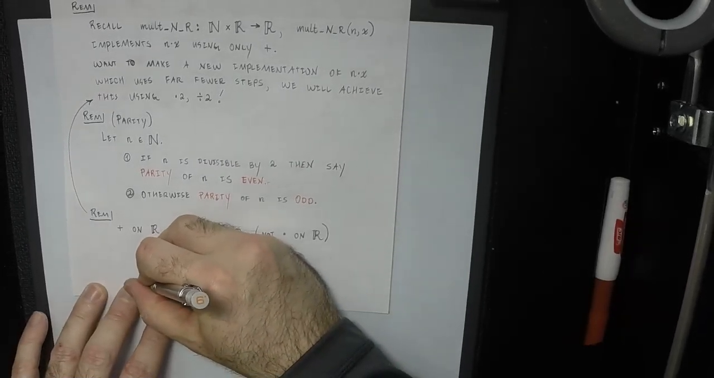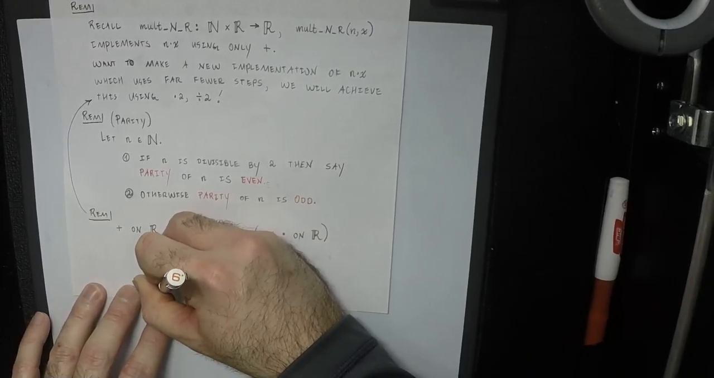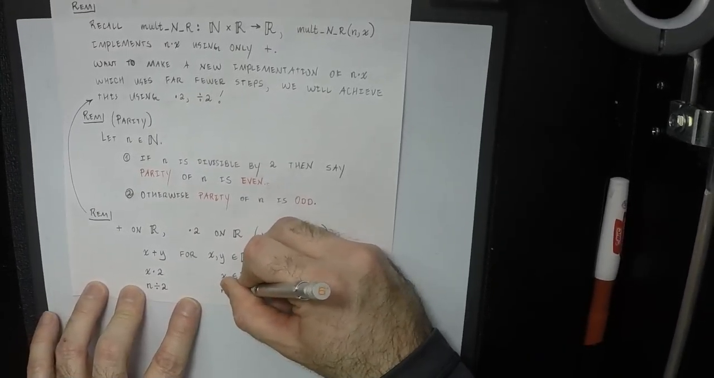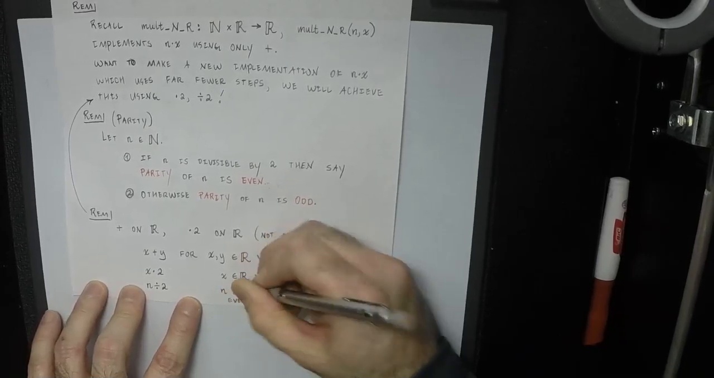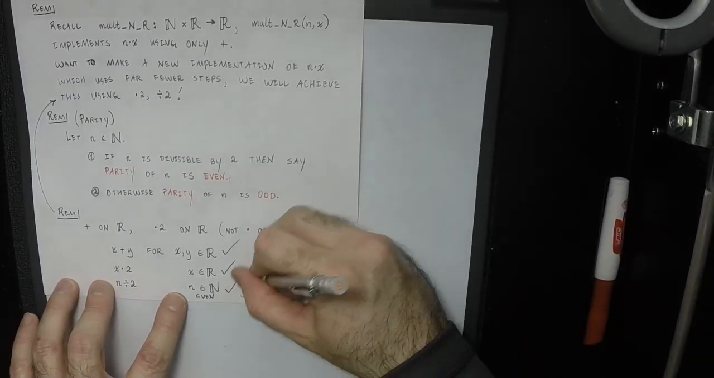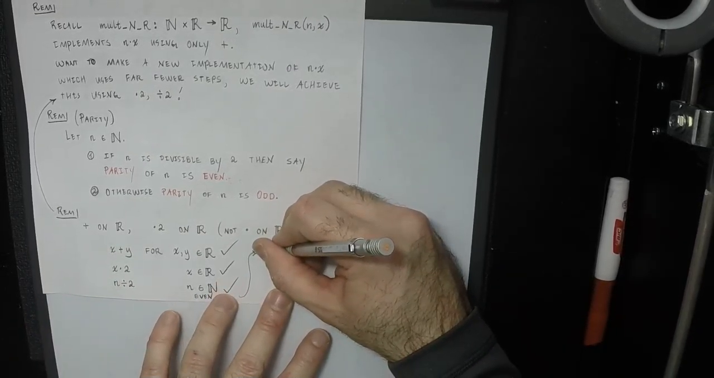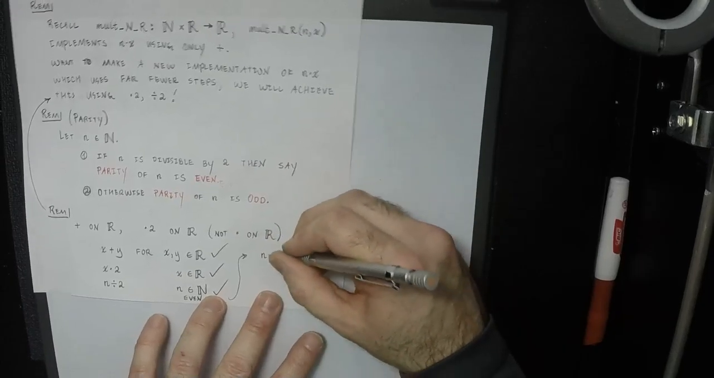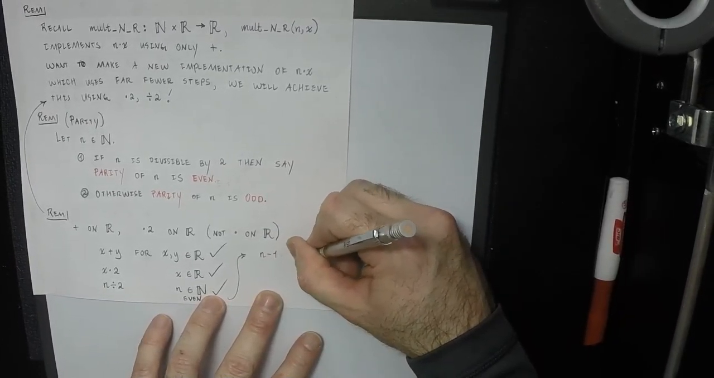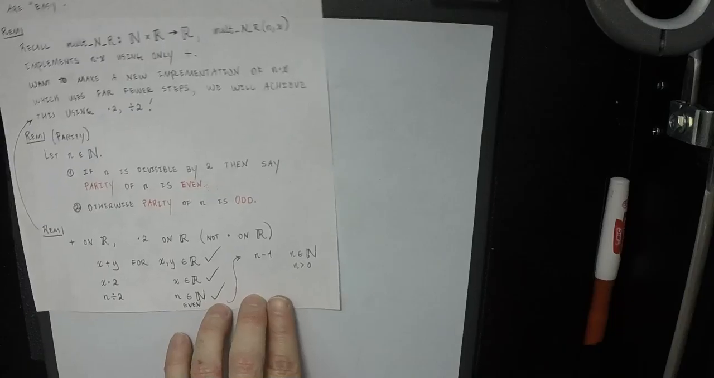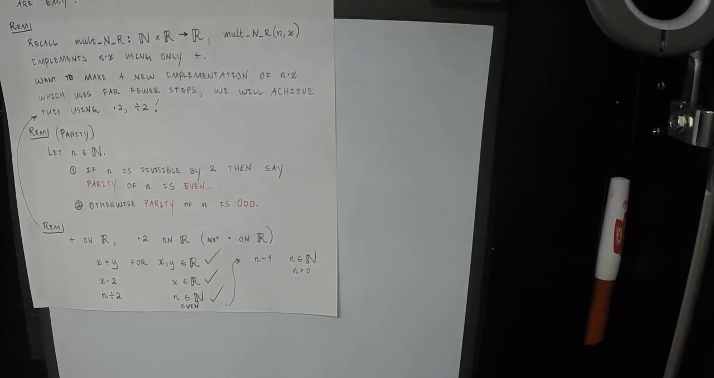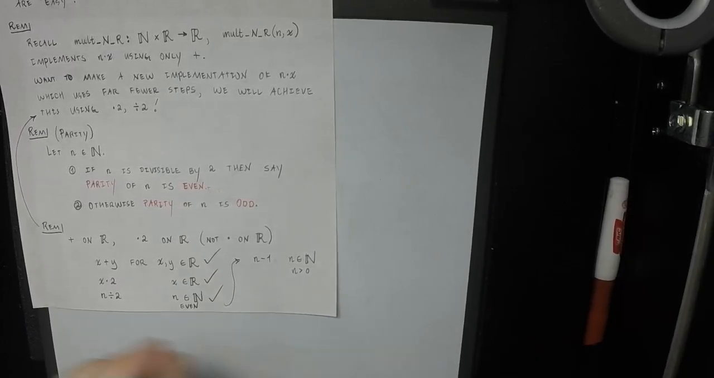And furthermore, we can do n divide by 2 for n in the naturals, and n is even. We can do that. And the other thing we can do is n minus 1 for n in the naturals, and n more than 0. So those are the permissible ones. So it's not that we have multiplication generally, it's that specifically we have multiplication by 2. Okay. So that's the new thing we have.